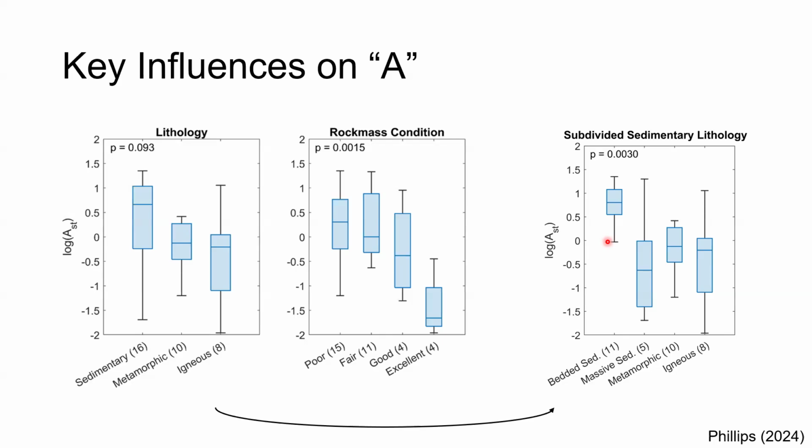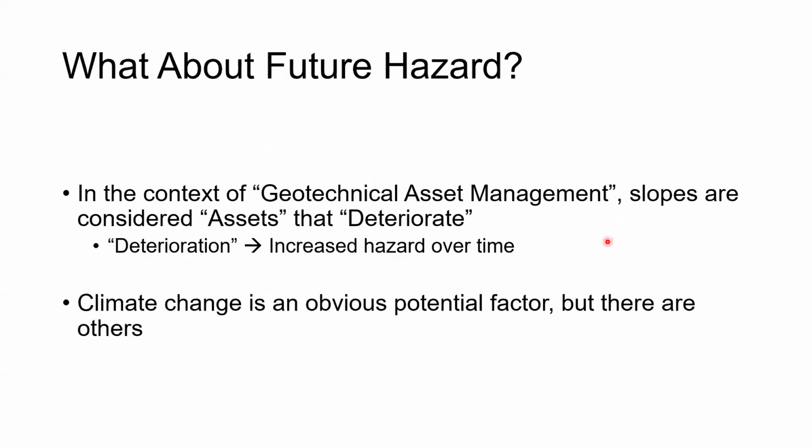So that kind of covers the characterization piece. But what about forecasting future hazard? Well, in the context of geotechnical asset management, which is really this philosophy or approach that's commonly applied in the transportation world, slopes are considered to be assets in the same way as a bridge might be an asset to the transportation network, or a tunnel might be an asset. The slopes are considered assets, and they're considered to deteriorate over time.